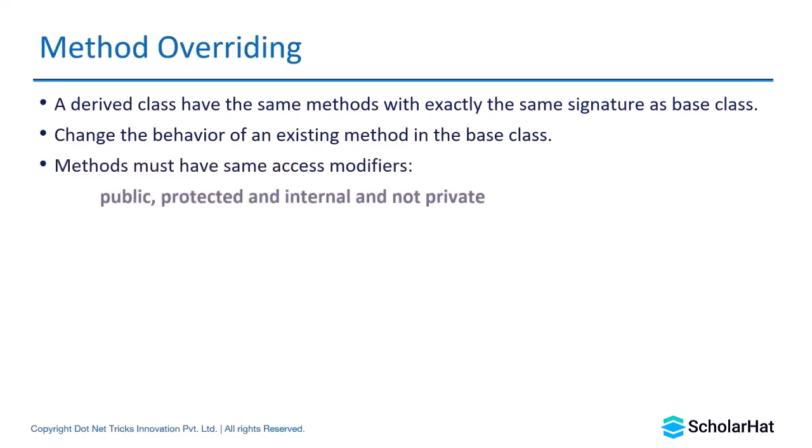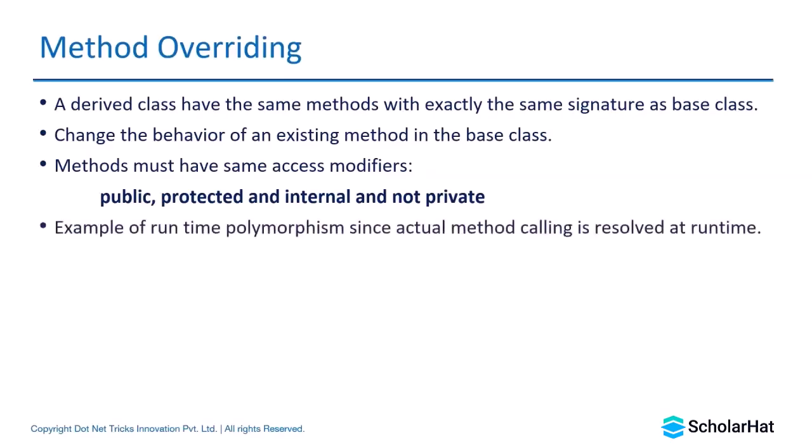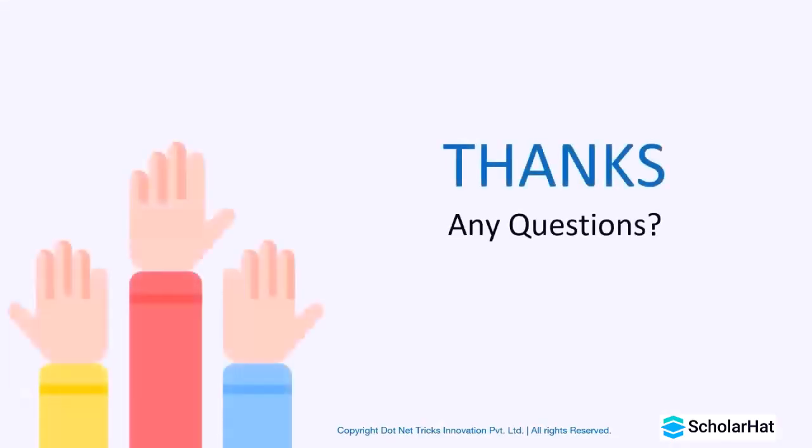The method must have the same access modifier like public, protected, and internal, but not private, because private members will make an issue with overriding. An overridden method is also called through its parent reference. We'll tell you more about this in the practical approach. This is an example of runtime polymorphism, since the actual method call is resolved dynamically at runtime. I'm so excited to tell you more about it practically. So stay tuned. Thank you so much.